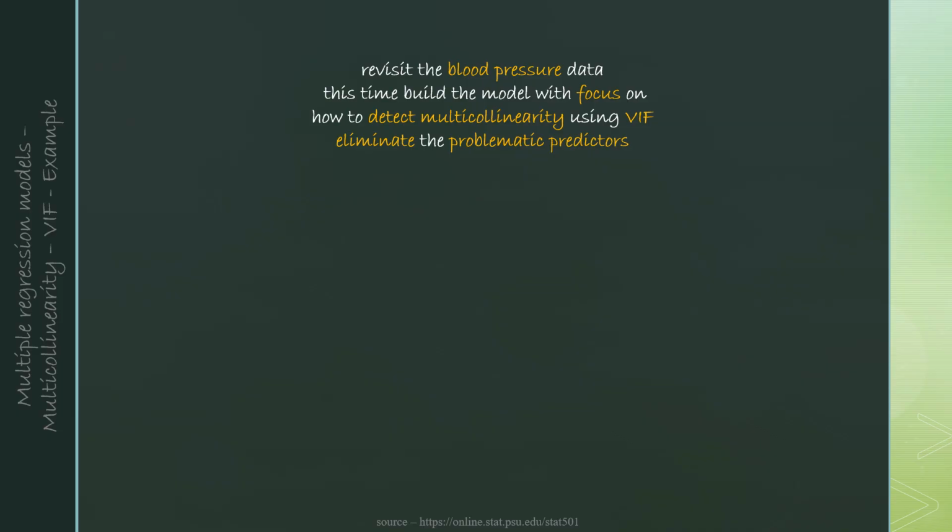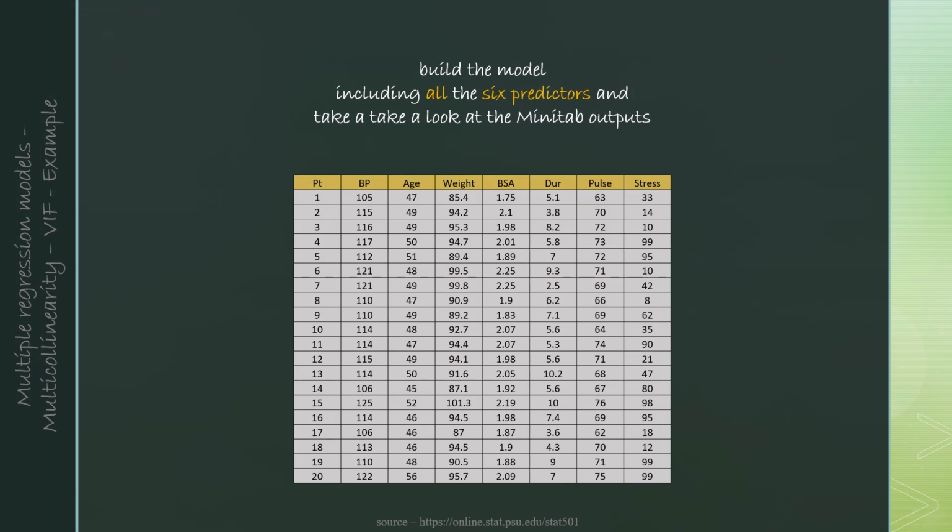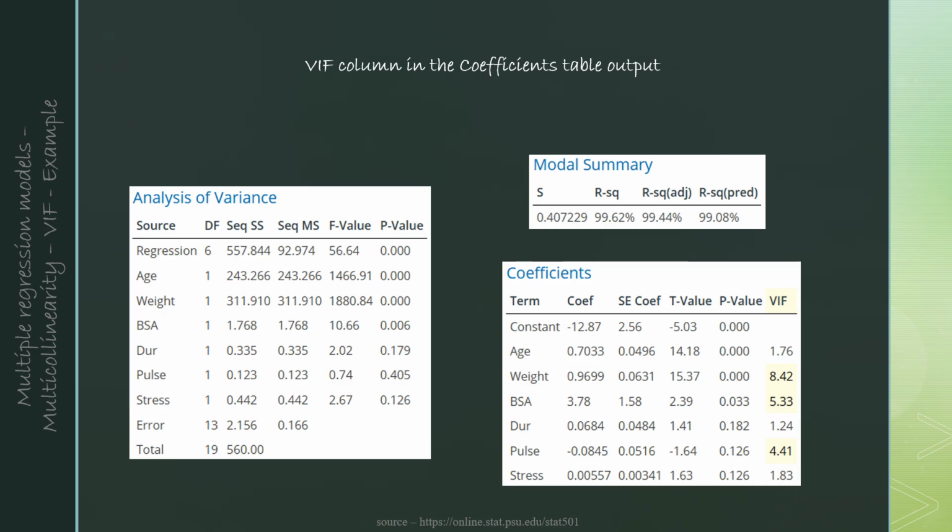Further model building should proceed with the remaining set of predictors. Let's revisit the blood pressure data that we used in the previous lecture, and this time build the model with focus on how to detect multicollinearity using VIF and eliminate the problematic predictors. To begin with, let's build the model including all the 6 predictors and take a look at the Minitab outputs. Let's take a look at the VIF column in the coefficients table output. We find 3 VIF values that are greater than 4.